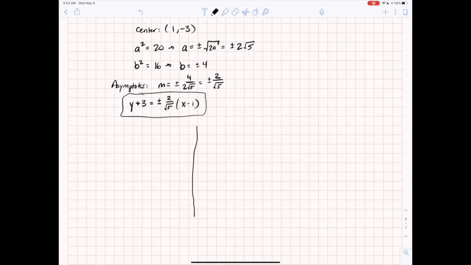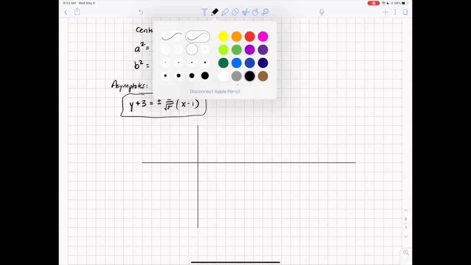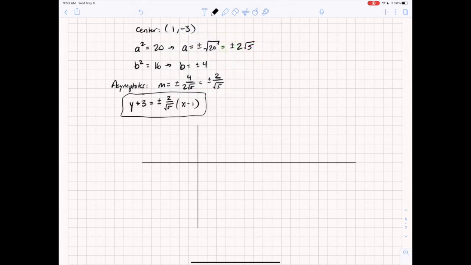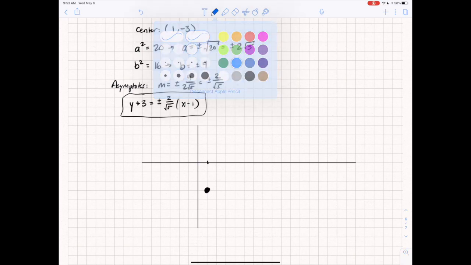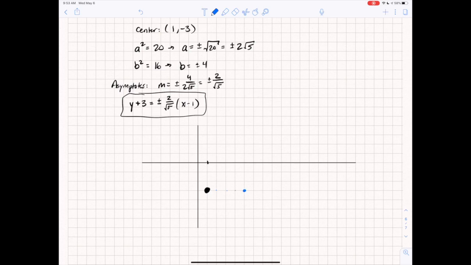I'm going to go ahead and draw. Here's my y-axis. The center, again, is 1, negative 3. So I'm going to put the x-axis here, kind of just extend it, just kind of exaggerate it. So let's put it in the center. So 1, negative 3. So 1, 2, 3. So here's the center. Again, the transverse axis is horizontal, so I'm going to walk out my a. So 2 root 5 is roughly about 4 steps. So I'm just going to kind of approximate it, just for the sake of the video. 1, 2, 3, 4 to the left. So here are my vertices.